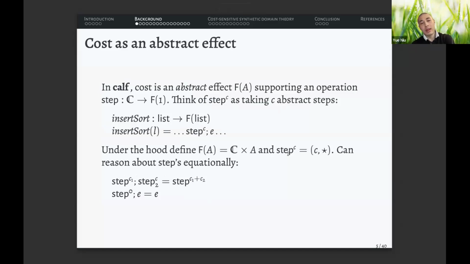In CAF, we can think about the cost structure of programs as an abstract effect F of A, which supports an operation called step. We can think about step of c as taking c abstract units of resource. For example, we may define a version of insertion sort in which we place steps in the body of the code to represent the usage of resources. Under the hood, we may define this abstract effect by using the writer monad on a cost monoid C. This evidently induces an equational theory on programs, which we may use to establish the cost bounds of algorithms.